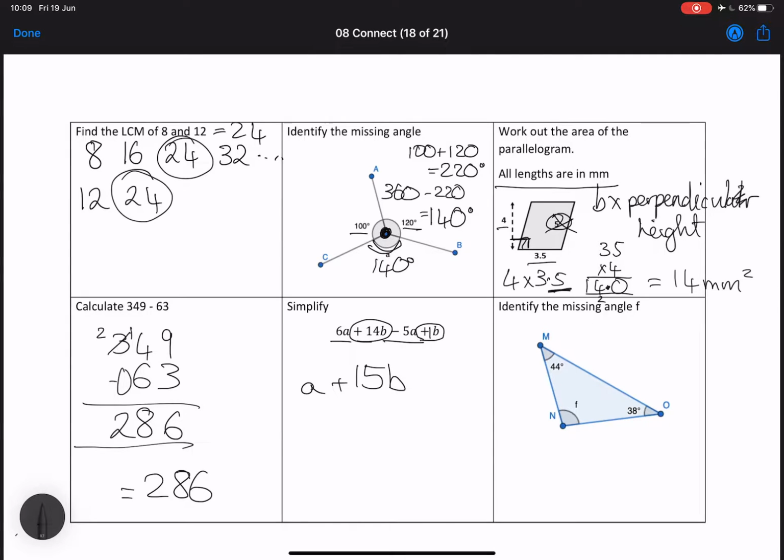And that's finished. Last one, find the missing angle. You know angles in a triangle add up to 180. So a little bit like this question, you need to add these two angles together and take it away from 180 degrees. So I do 44 plus 38 first of all. 4 plus 8, 12. 4 plus 3, 7. Add the 1, I've got 82. Then I need to do 180 take away 82. I can actually do that in my head, but you don't have to. Take away 80, I get to 100. Take away another 2, and I'm down at 98 degrees.